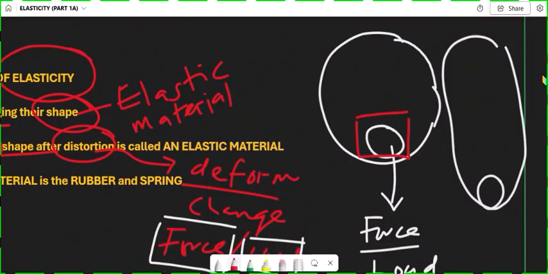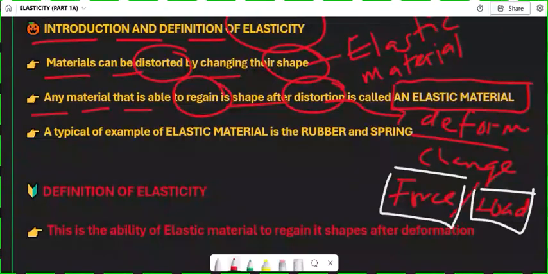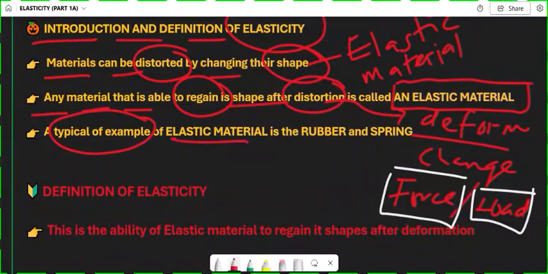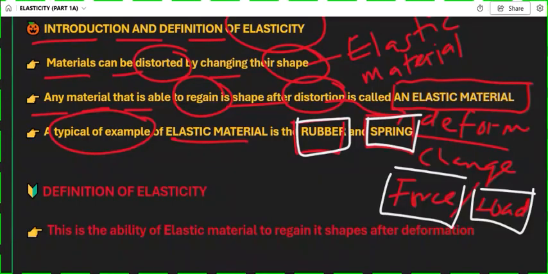And besides, when I try to distort the body and we find that it changes its size, and I try to move back the ball, we see that it's going to regain back its size. So those materials are generally referred to as elastic material. A typical example of elastic material is simply your rubber and your spring. So they are the examples of elastic material that we have.